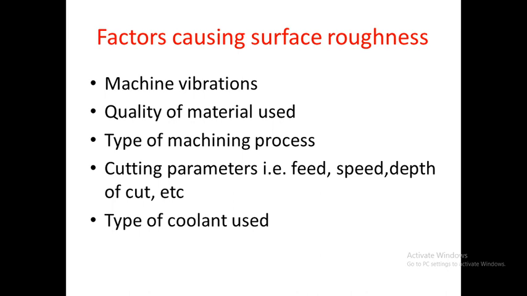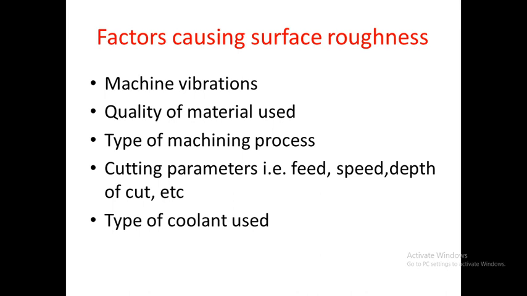Second, quality of the material used. Roughness depends upon what quality of the material we are using. For example, if we perform some machining operation on a mild steel specimen, then the surface finish obtained is very high. Whereas if we perform the same machining operation on cast iron, then the surface finish obtained will be less. So surface finish is also an inherent property of the quality of the material being used.